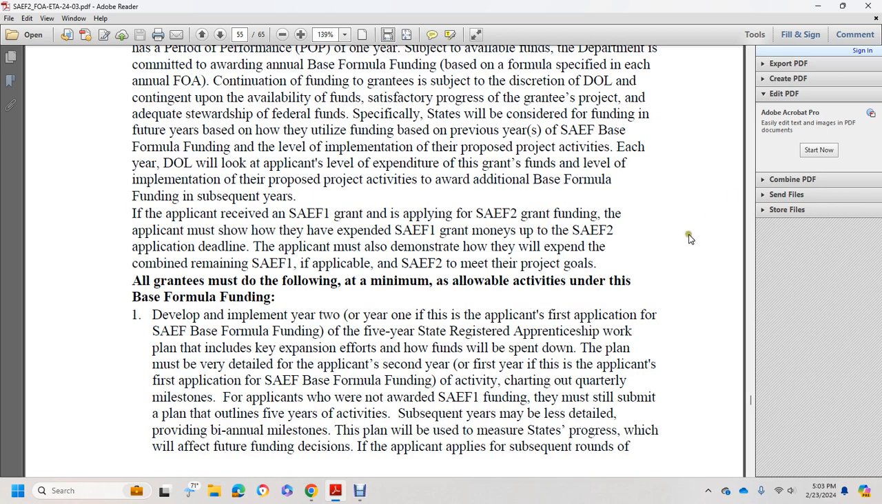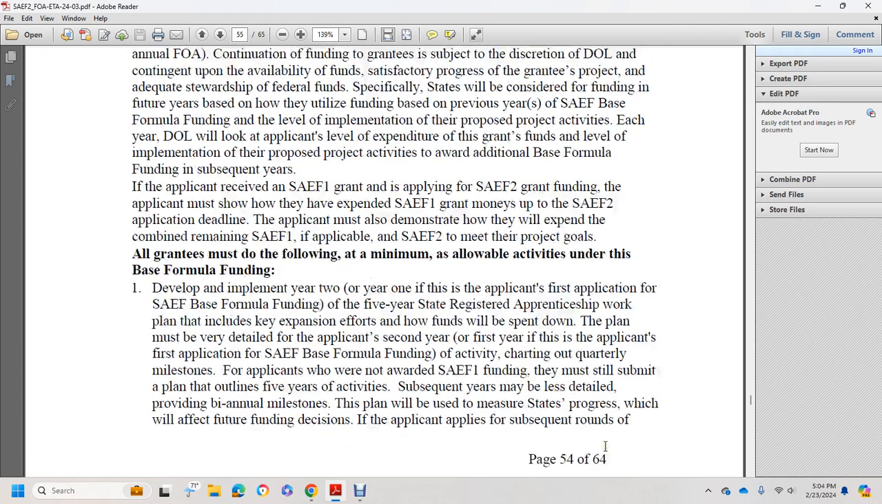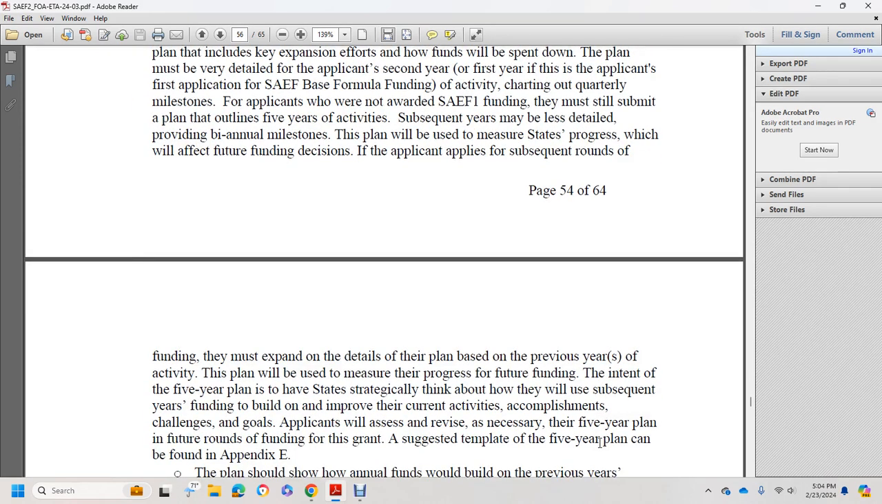must still submit a plan that outlines 5 years of activity. Subsequent years must be listed in detail and provide annual milestones. This plan will be used to measure the state's progress, which will affect future funding decisions. Applicants applying in subsequent rounds of funding must expand the detail of the plan based on the previous year of activity. The plan will be used to measure progress for future funding.